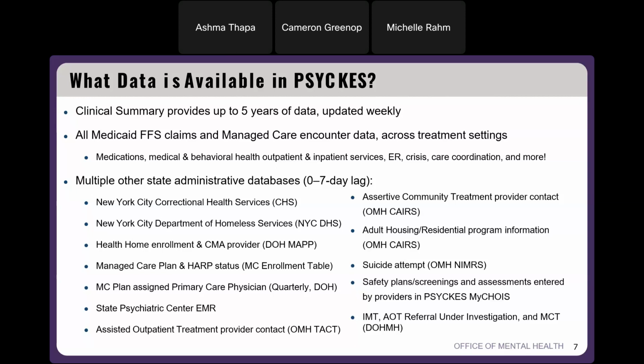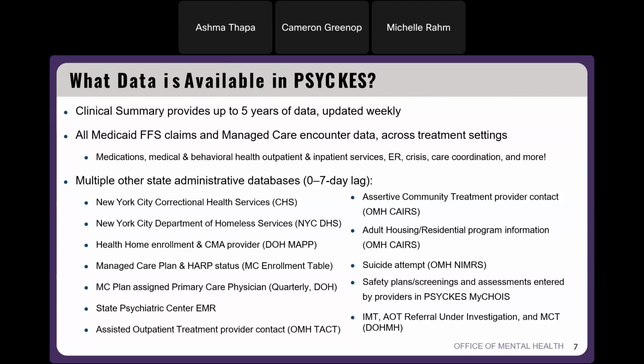And I will mention a few here. So we have New York City Correctional Health Services. So if somebody spent some time in a jail-based setting, we will have that data in our application. We also have Department of Homeless Services data for New York City, health home enrollment and CMA provider information from MAP, and we have the name and the contact information for the health home as well in our application.